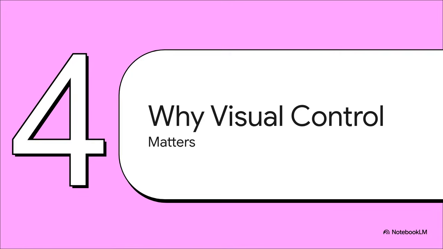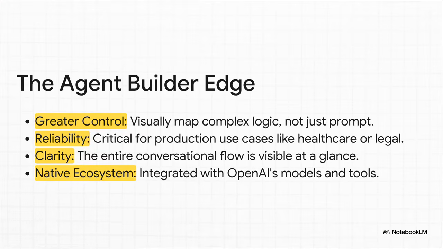So let's kind of pull back for a second and tie this all together. We've looked at the dashboard, the canvas, the workflow controls, but what's the big picture here? What's the main takeaway? Really, it all boils down to the power of having direct visual control. So what's the big advantage of the Agent Builder? Well, it's really 4 things. First, you get way more control because you can map out that complex logic. That control directly leads to much higher reliability, which is absolutely essential for any serious application. You also get incredible clarity. You can see the entire decision process right there on one screen. And finally, it's all part of a native ecosystem, so it's perfectly integrated with all of OpenAI's other powerful models and tools.